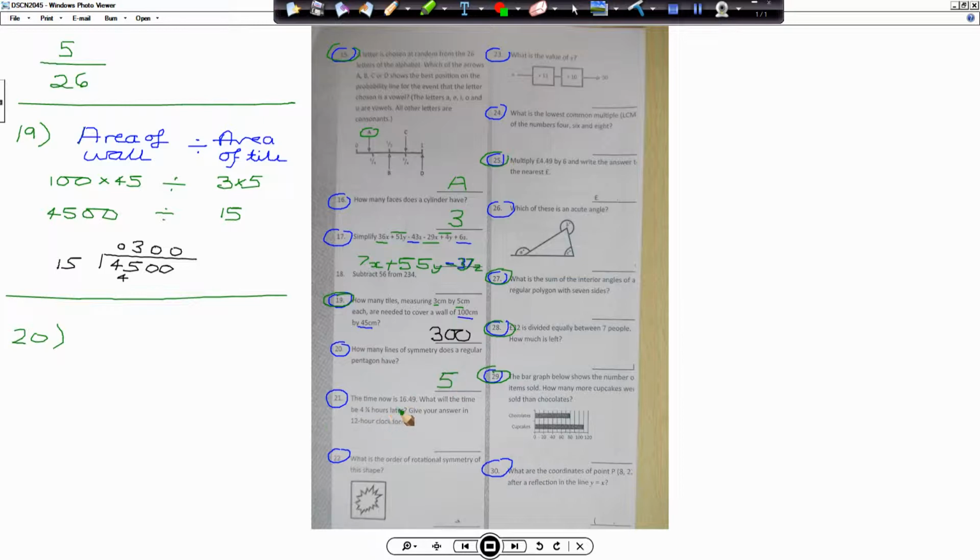The time is 16:49. What will be the time 4¼ hours later? Give your answer in 12-hour format. So we're going from 24-hour format back to 12-hour format. So let's get a rubber and get rid of this. We don't need 20 over here. We can go back to this and we can do 21.